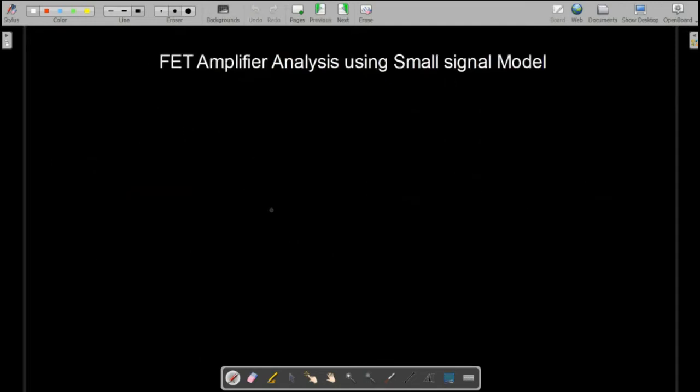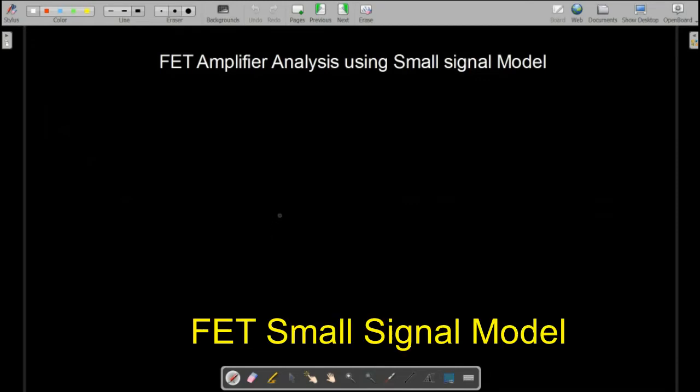Now coming to the small signal model and FET amplifier analysis. For BJT, we have a model, that is the hybrid model. We establish the hybrid model just for small signal analysis. We have the complete hybrid model, the original hybrid model, and the simplified hybrid model. But for FET, there is no such hybrid model. So for FET, we are going to establish one model that will be used to analyze the FET amplifier. So what will be the value of gain, what will be the value of impedance, and so on, by using this FET small signal model.